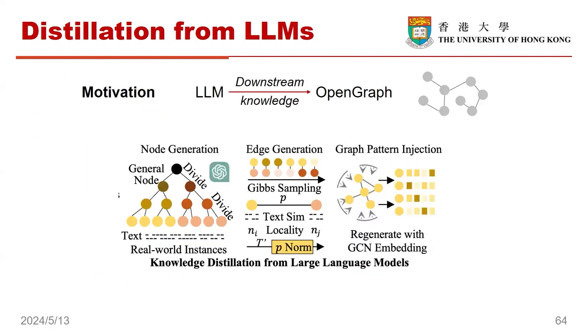And to address the third issue, the domain-specific data scarcity issue, OpenGraph proposes to distill knowledge from LLMs. It can be divided into three components. In the first component, we try to generate nodes for a specific application scenario. And in the second phase, we try to generate some edges, some links between these nodes. And the third component is a recalibration component to make the graph better for training.